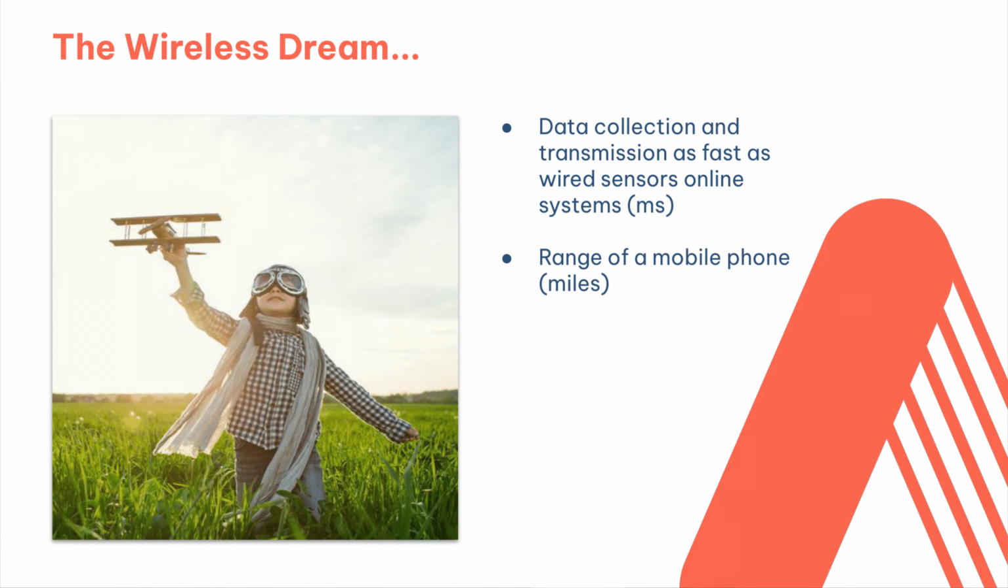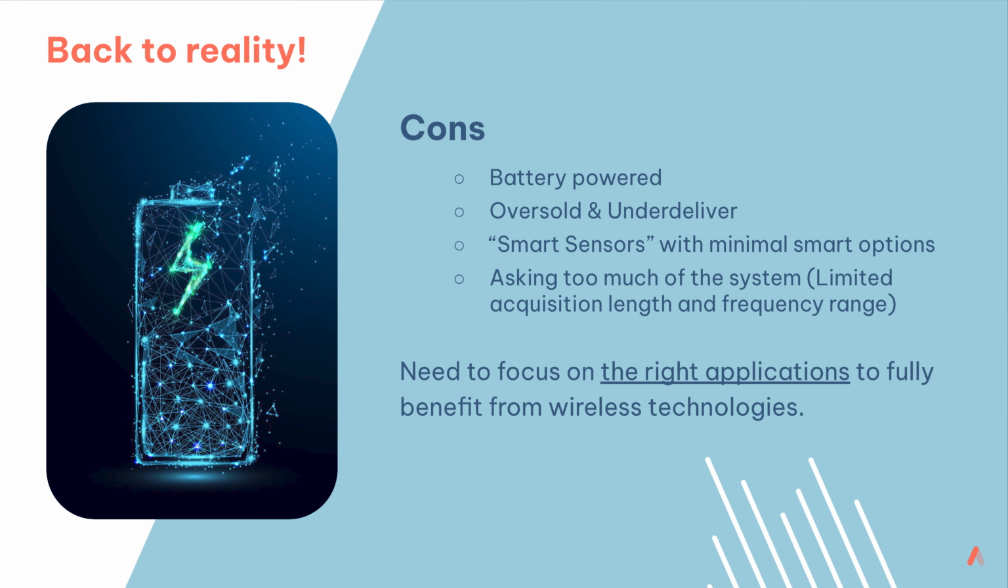The wireless dream is data collection and transmission as fast as a wired online system and the range of a mobile phone, so miles of range. And one day we may get there. But today, back to reality. There are some cons to a wireless system.